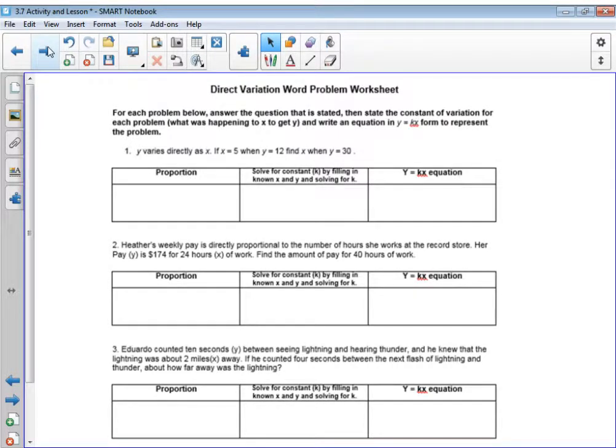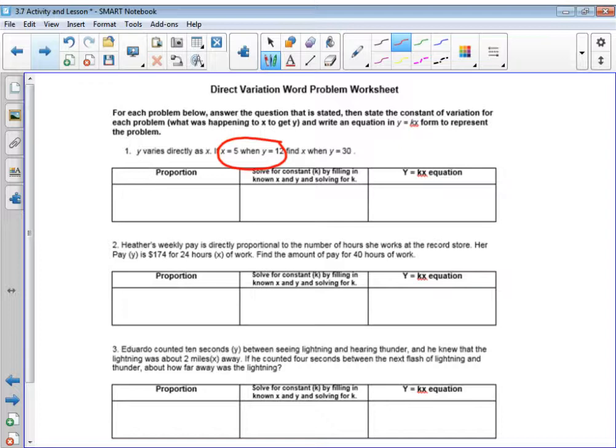So it says y varies directly as x. So they're just telling us it's a direct variation. If x is equal to 5 and y is equal to 12, find x when y is 30. So we're going to set up a proportion. Now, I like to do proportions with the first bits of information as my first fraction. That's not the only way to do it. You could do x equals y or 5 equals 12.